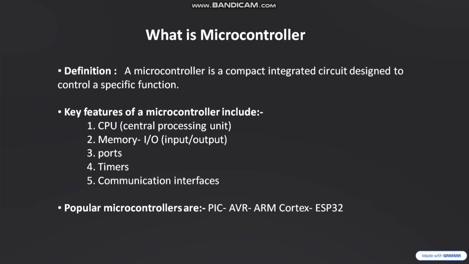Next, microcontroller. What is a microcontroller? A microcontroller is a small computer integrated on a single chip. It contains a CPU, memory, input-output ports, timers, and communication modules. It is mainly used for controlling devices automatically without human intervention. Microcontrollers are used in washing machines, traffic lights, medical equipment, and industrial machines. Some popular microcontrollers are PIC, AVR, ARM Cortex, and ESP32.